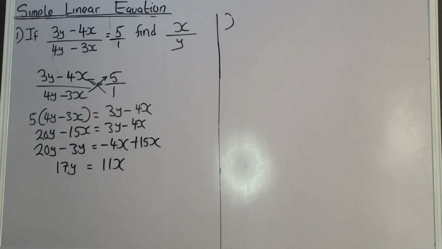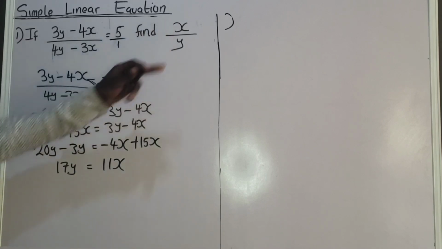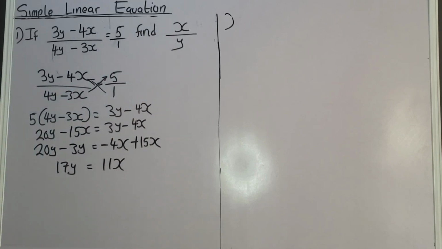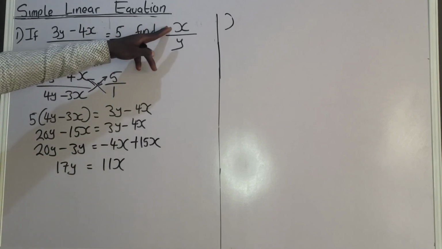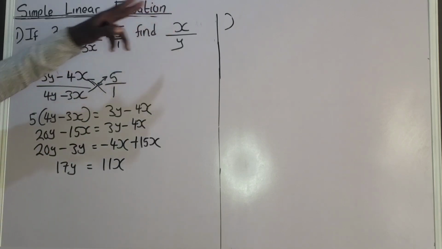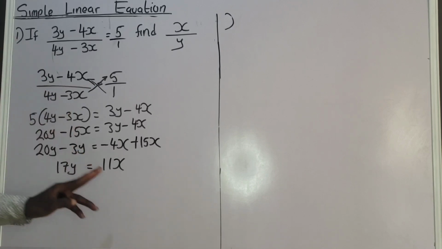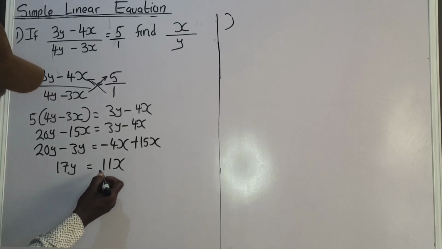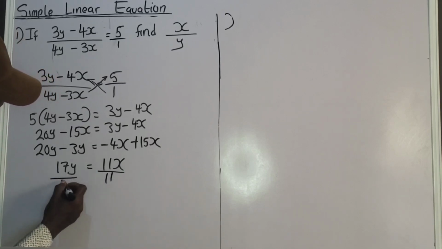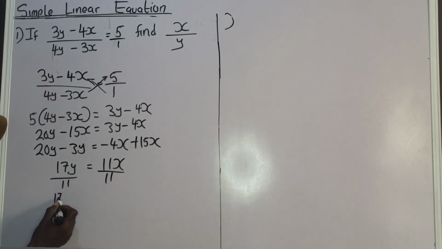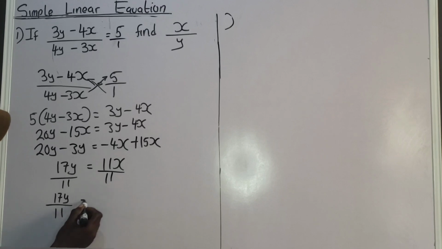Now, don't forget the goal. The goal is to find the value of x over y. So, now, to get the value of x over y, x is the numerator, okay, and y is the denominator. So, I'm going to divide both sides by the coefficient of x, which is 11. So, I'm going to have this over 11 and this over 11. So, I'm going to have 17y all over 11 is equal to x.